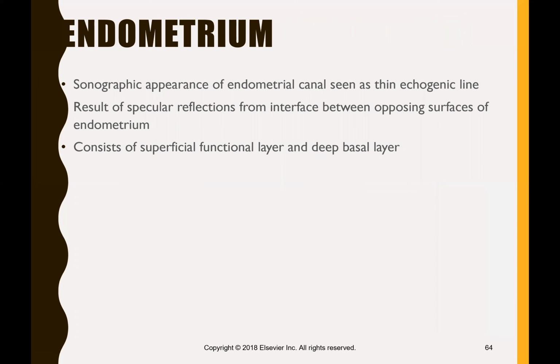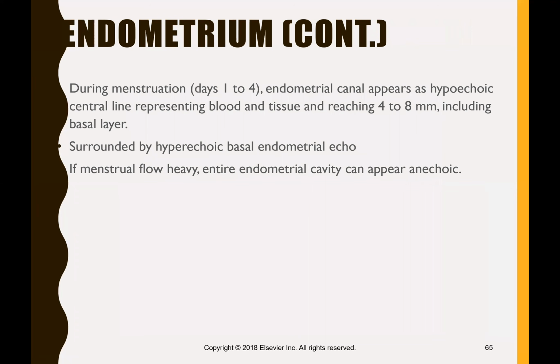And the sonographic appearance of the endometrium, we're talking about that again. You guys kind of remember that from last chapter. But depending on where a patient is in their menstrual cycle is how it's going to look. During menstruation, it's going to be a pretty small, thin line, and it'll reach around 4 to 8 millimeters in the proliferative phase.